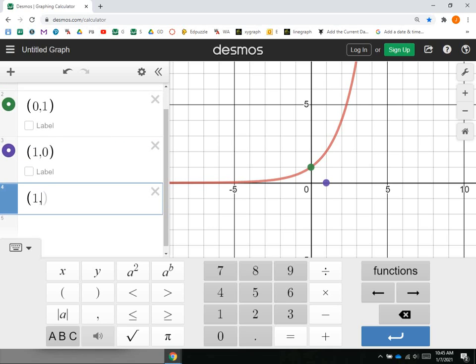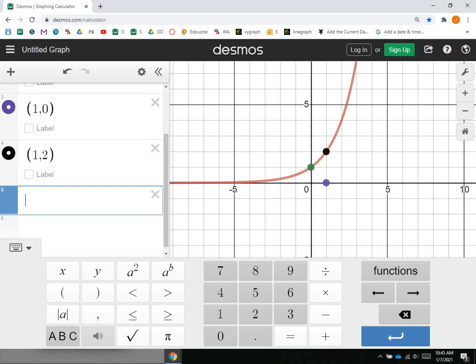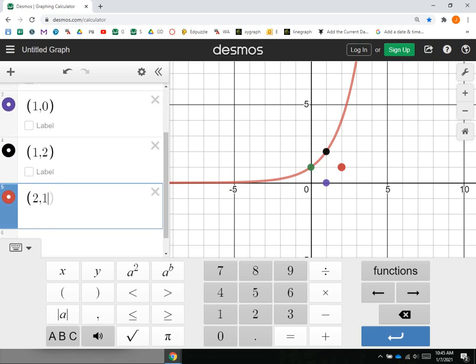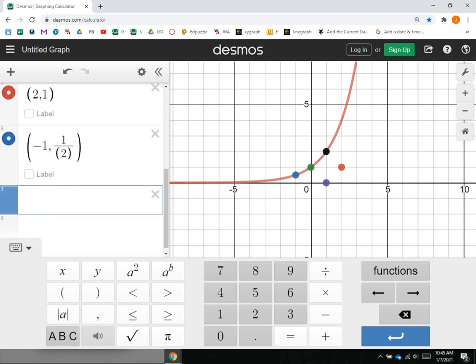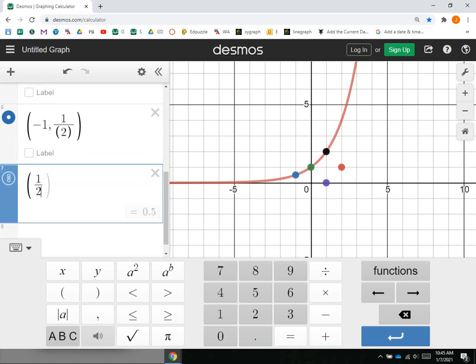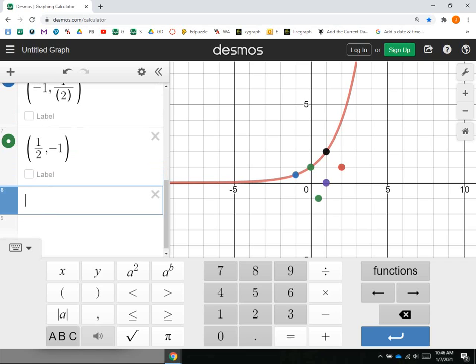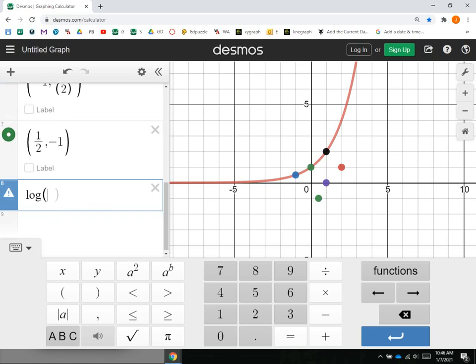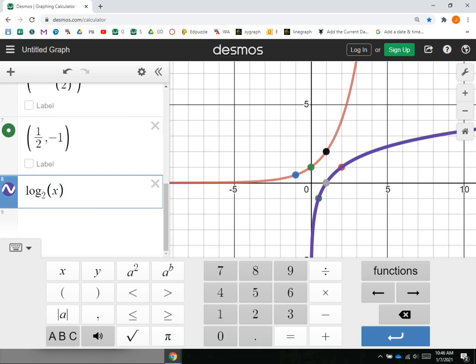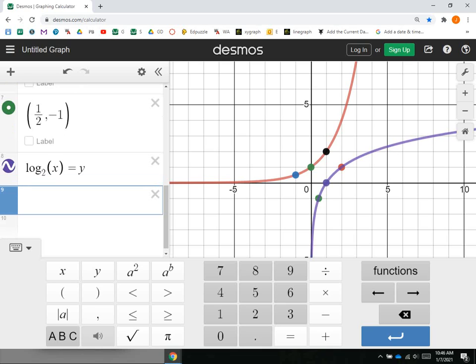Okay, is 1, 2 on that graph? So what should be on the other one? 2, 1. Is negative 1, 1/2 on that first one? So 1/2, negative 1 should be on the other one. And we can draw a smooth curve between those, right? Okay, so that smooth curve in this case is going to be log base 2 of x equals y. Okay, you guys remember that line right there?